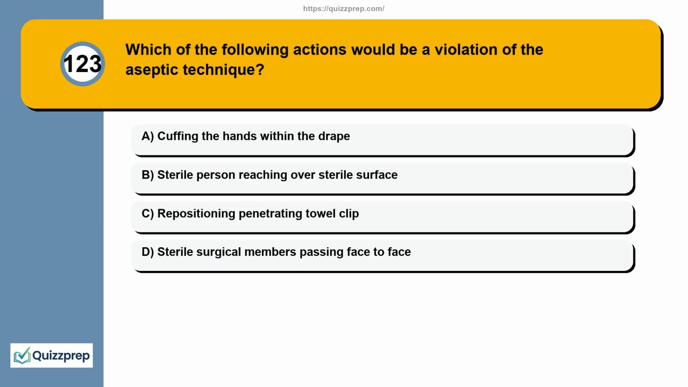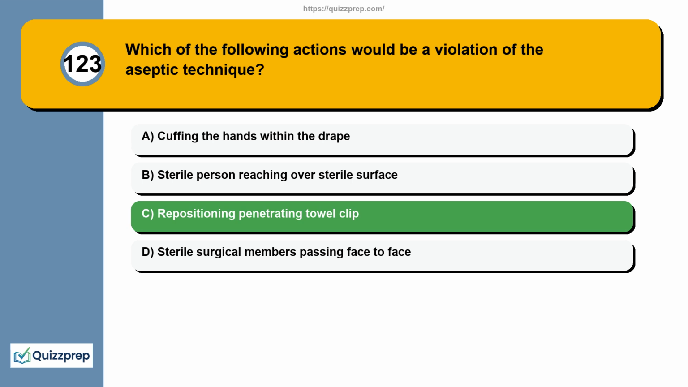Question 123. Which of the following actions would be a violation of the aseptic technique? Option A, cuffing the hands within the drape. Option B, sterile person reaching over sterile surface. Option C, repositioning penetrating towel clip. Option D, sterile surgical members passing face to face. The correct answer is option C, repositioning penetrating towel clip.